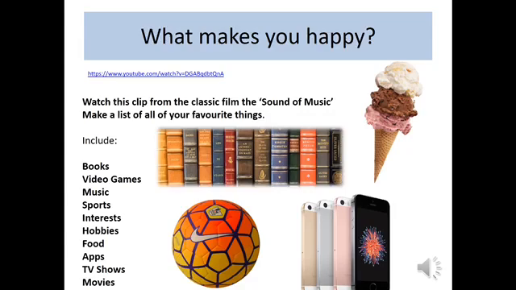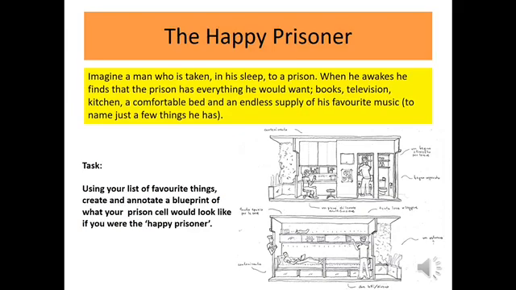Your favorite books, video games, music, etc. And I want you to create a blueprint and annotate it. What this means is I want you to do a rough sketch, an outline of what your prison cell would look like if you were to be the happy prisoner. What would you need to make you happy? Once again, you may use the list that you've just created to give you ideas. You may pause the video to do this. Off you go.